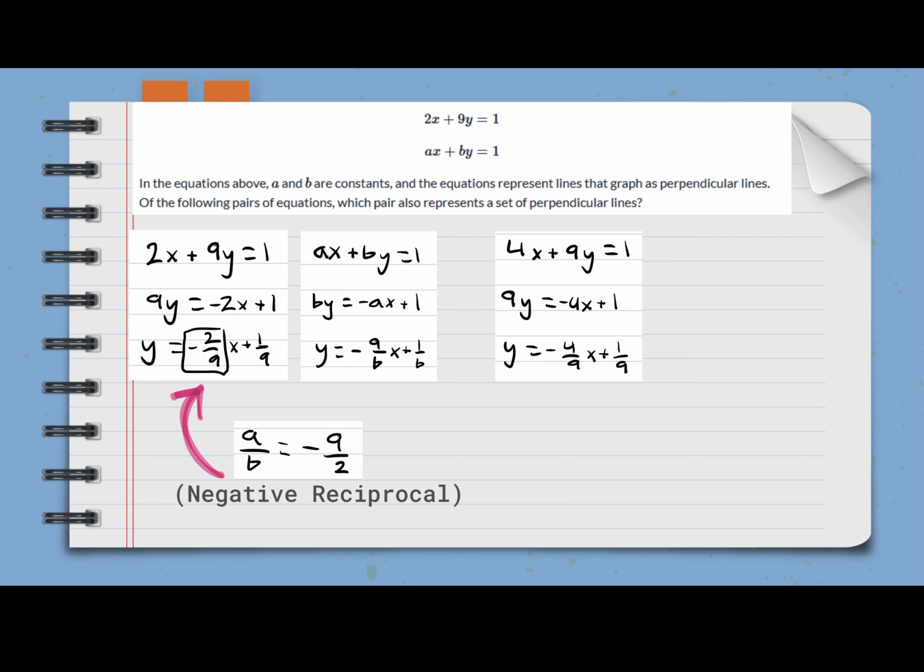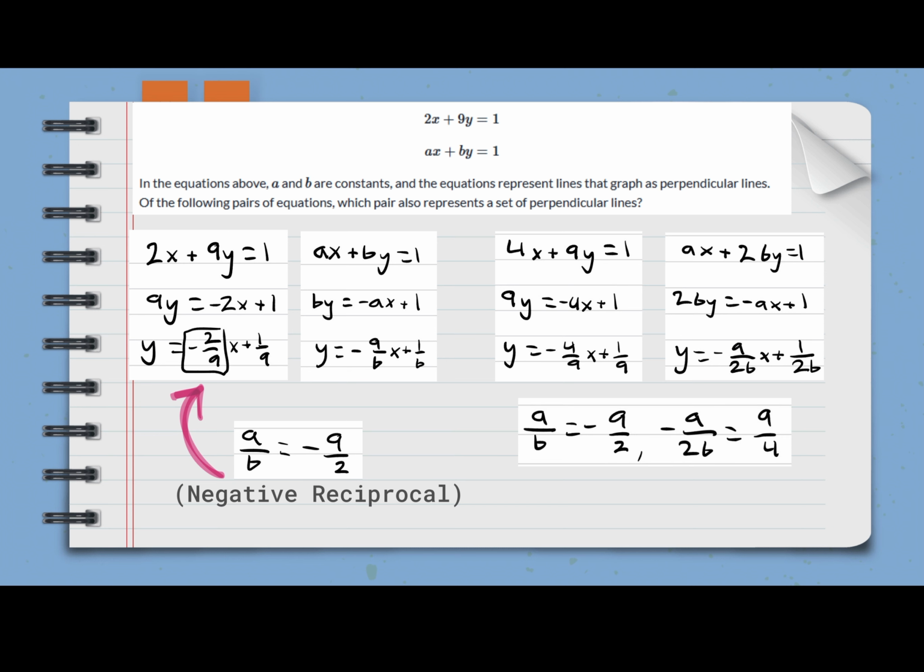Now, we have 4x plus 9y equals 1, and you'll solve for y, and you'll end up with negative 4 over 9x. That's our slope. The y-intercept doesn't really matter too much here, only for perpendicular lines. And then, again, you have ax plus 2by equals 1 instead, and you'll end up with y equals negative a over 2bx. So keep that in mind.